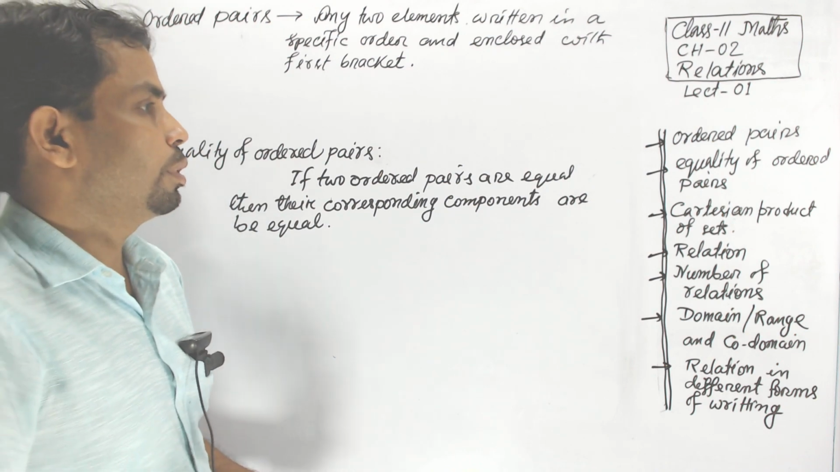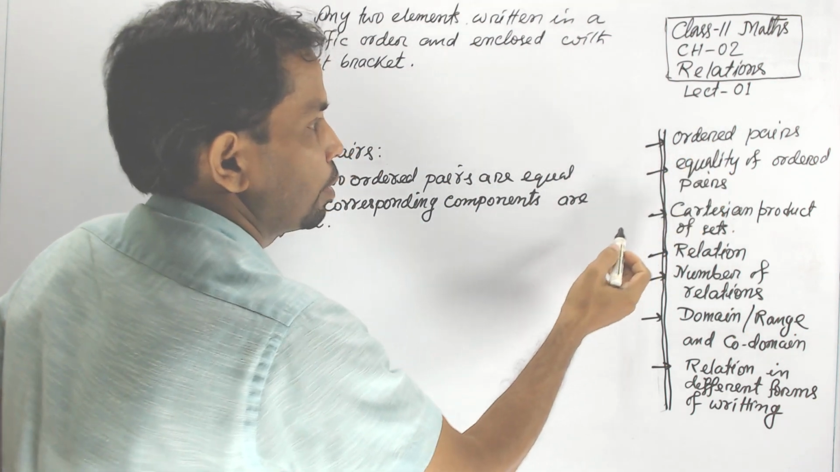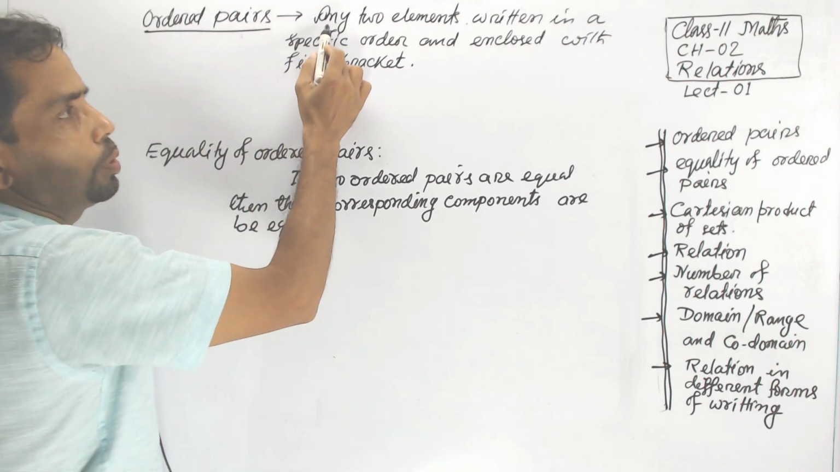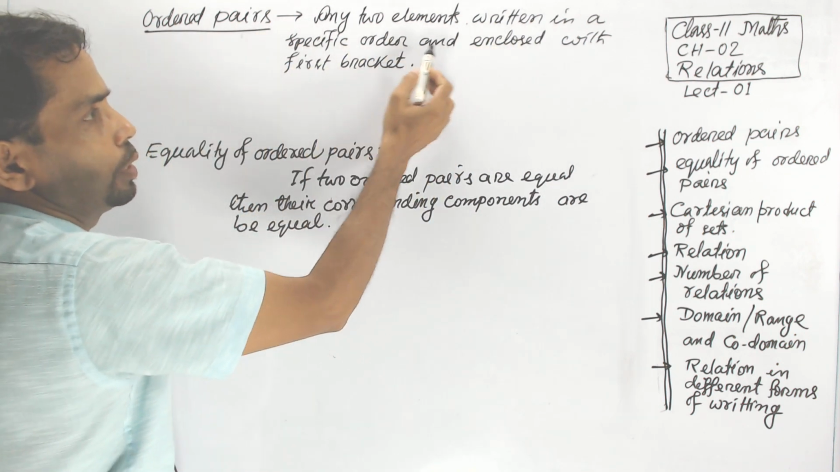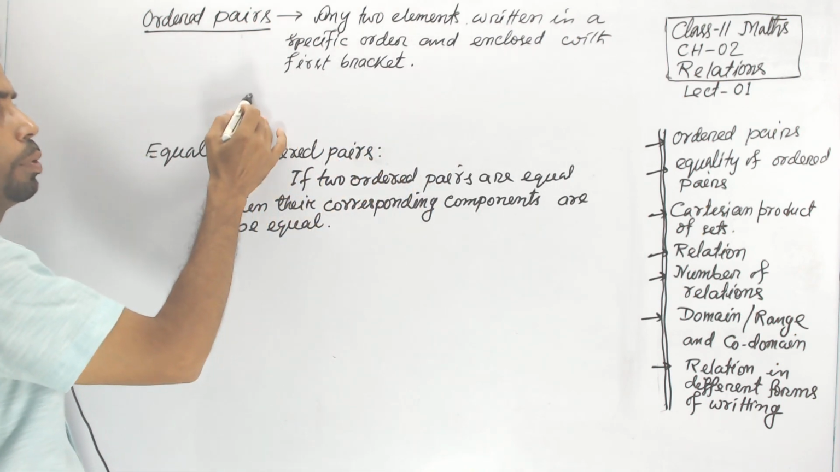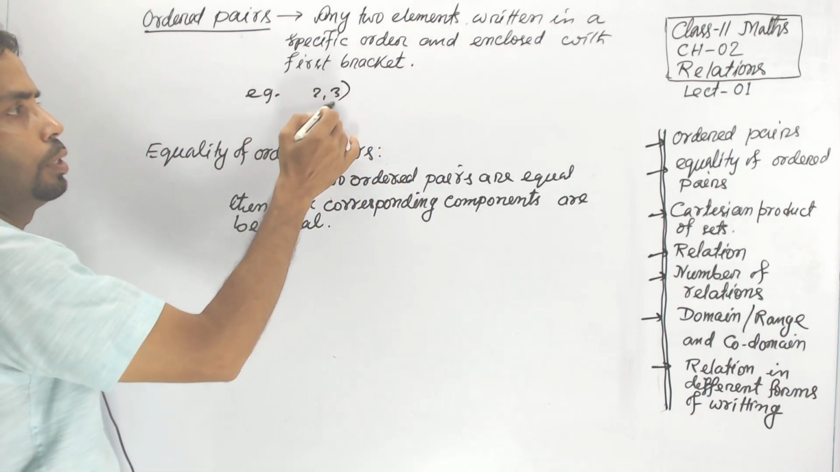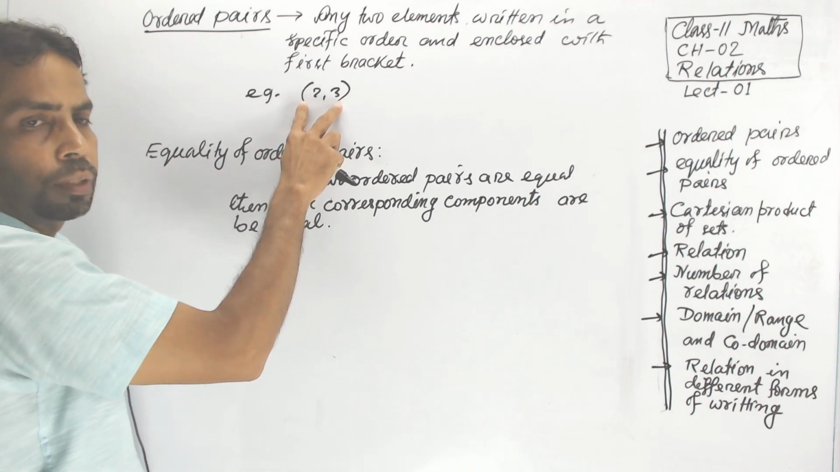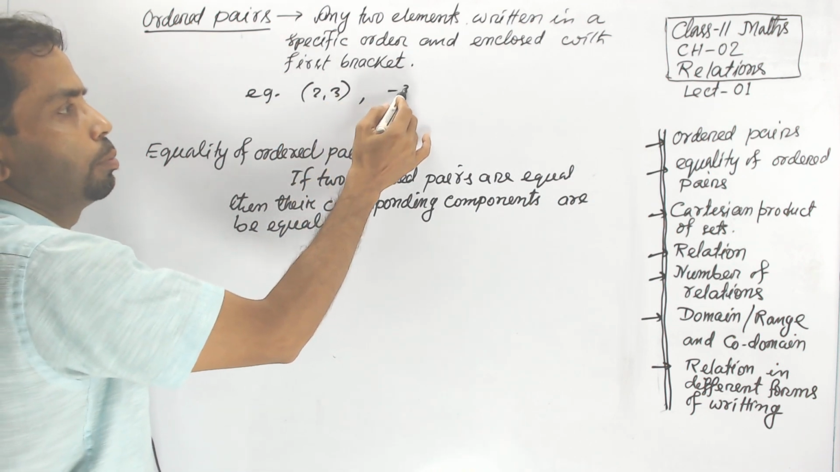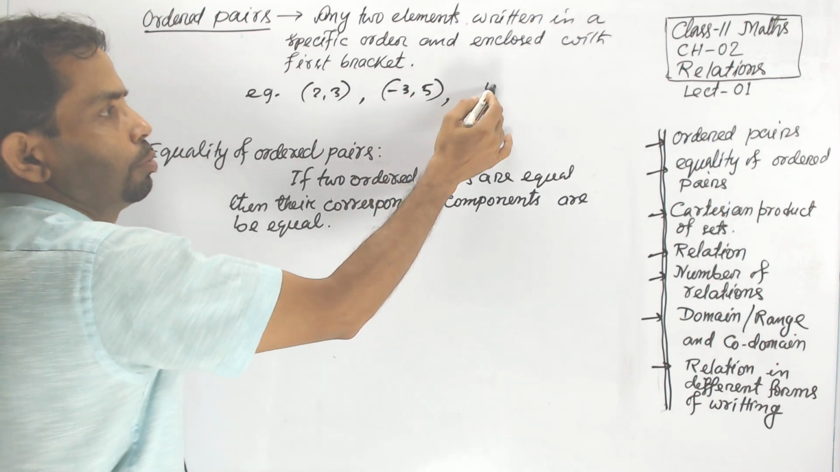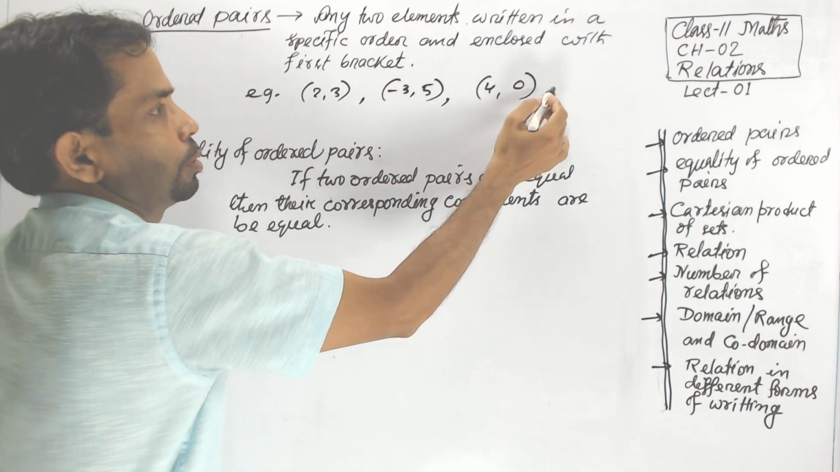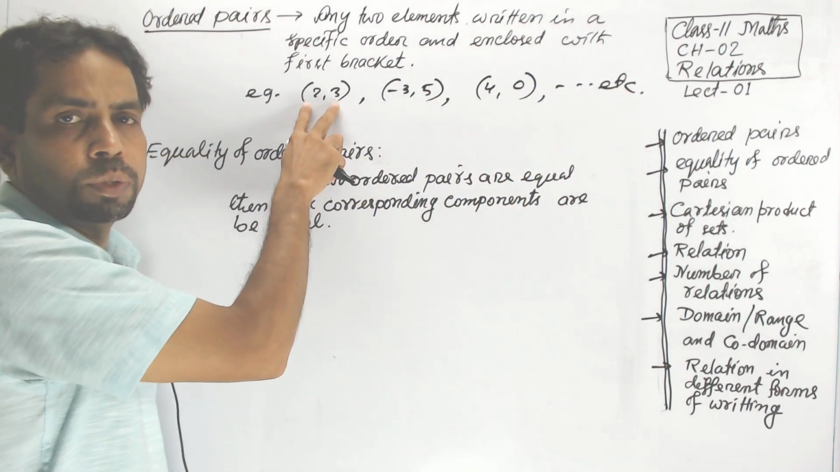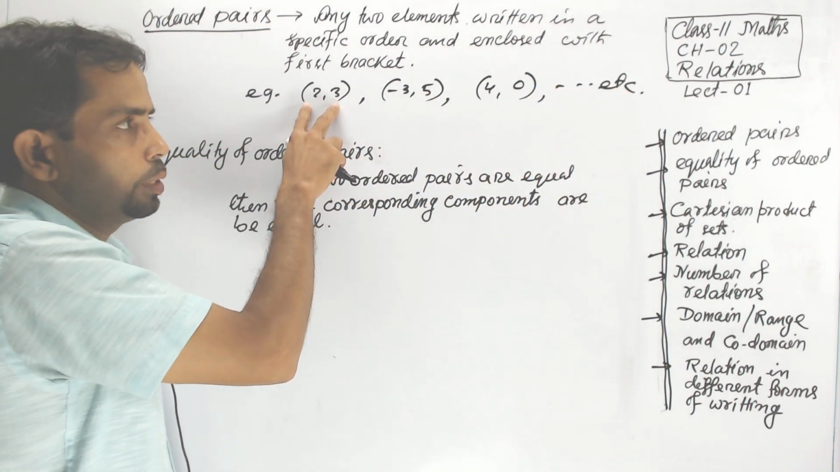Now starting with the first point, that is ordered pairs. Any two elements written in a specific order and enclosed with brackets, for example (2, 3). These two numbers are written in a specific order, 2 3, and enclosed with brackets, so this is an ordered pair. Say (-3, 5), this is also an ordered pair. (4, 0), this is also an ordered pair. So when any two numbers are written in a specific order and enclosed with brackets, it is called an ordered pair.